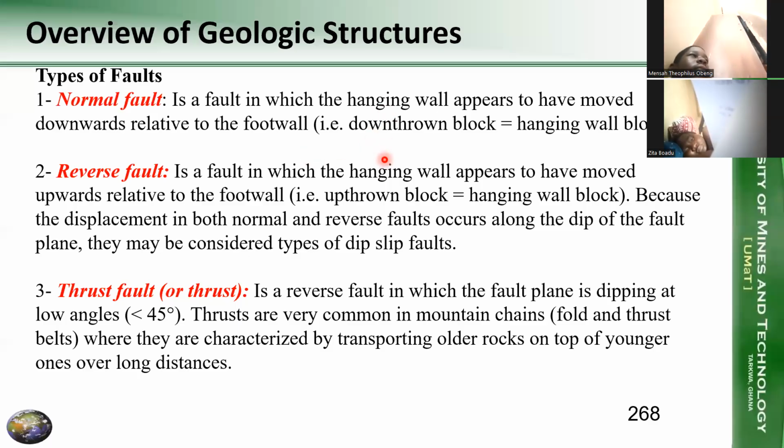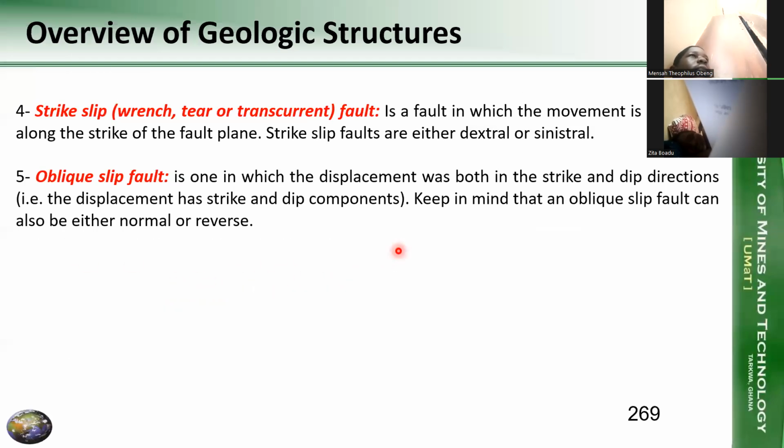A thrust fault is a special type of reverse fault in which the fault plane is dipping at an angle less than 45 degrees. All right, less than 45 degrees. So let's look at the other types of faults we could have.